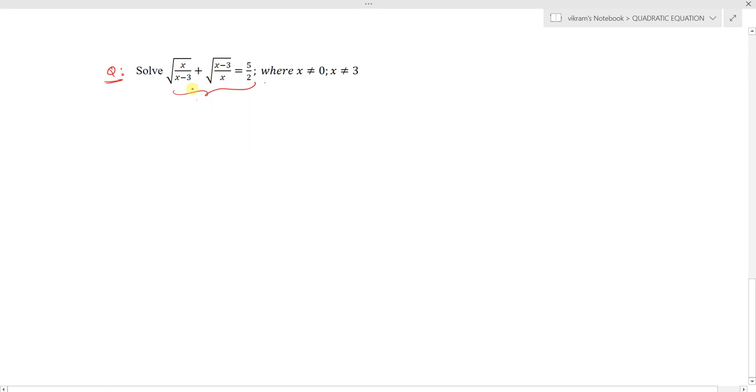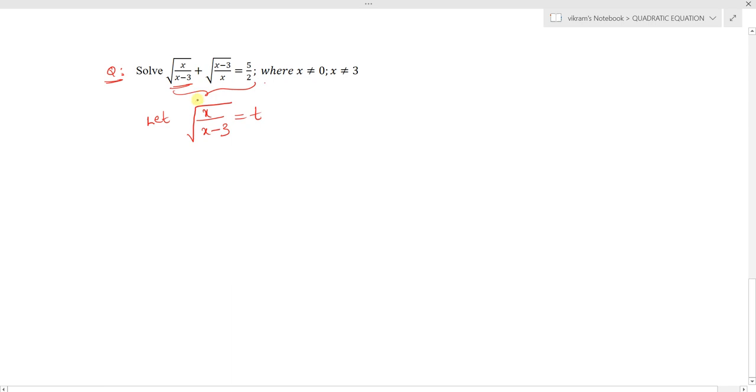So what is the suitable substitution here? By observing this, we can say that √(x/(x−3)) is the first term, and its reciprocal is √((x−3)/x). So now simply substitute √(x/(x−3)) = t.